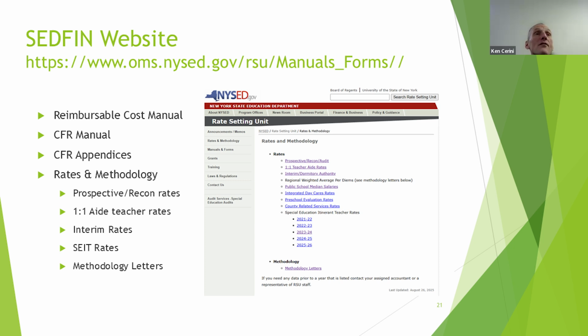If you click on the manuals and forms page, within the manuals and forms page is where you'll find your reimbursable cost manual. That's where you'll find the most recent versions of the CFR claiming manual. Those should really be your Bible when you're dealing with SED. The reimbursable cost manual is important if you haven't read it. I know it's not the most fun reading in the world, but you should definitely read it at least once to understand how the reimbursement rates work and what's allowable and what's not allowable.